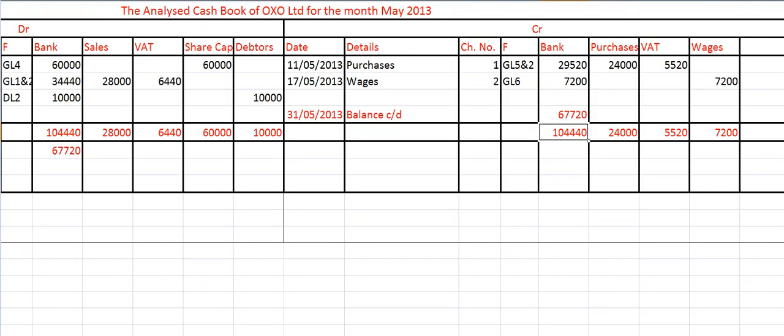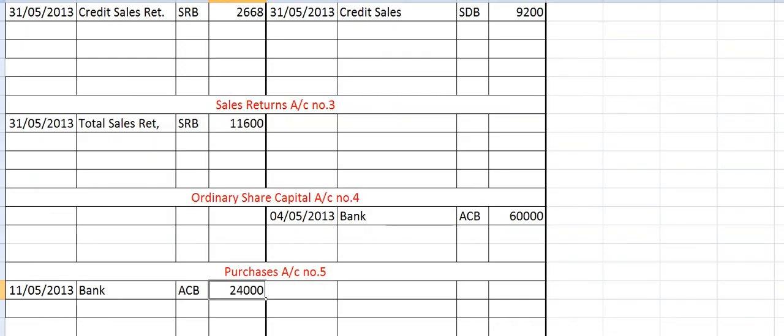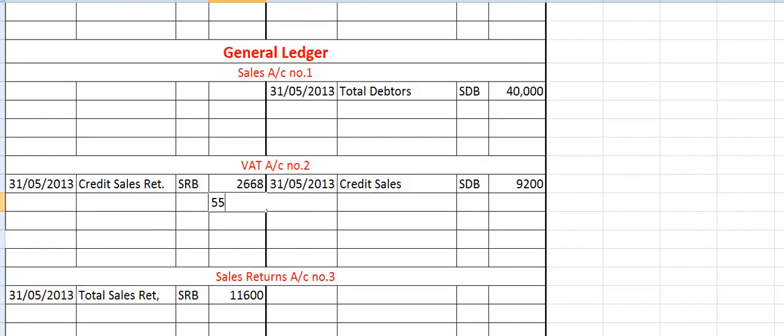So I had 29,520 here, and on the credit side I've only 24,000 on the debit. So the other 5,520 goes up here in the VAT. 5,520, and the date it was on, which was the 11th of the 5th, 2013. And it's VAT on cash purchases, coming from the analyzed cash book. Okay, that's 2 down, 3 to go.